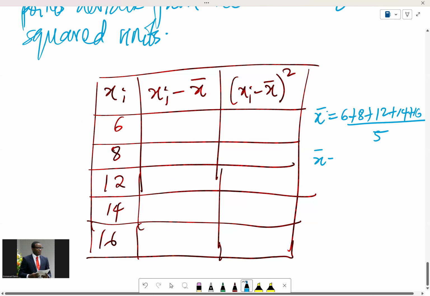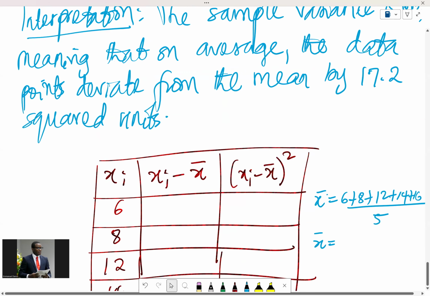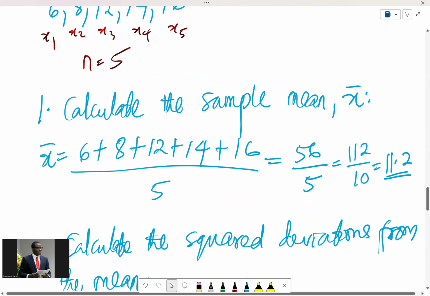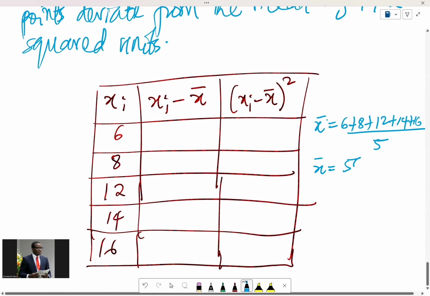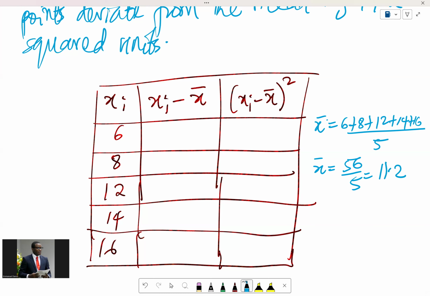So that's x bar equals, what did we get the other time? That's 56 over 5, and that is simply 11.2. So you have your x bar to be 11.2. So all you just need to do is 6 minus 11.2. Of course, it's more like 11.2 minus 6. That's 5.2, right? Yeah, that's 5.2. So that'll be minus 5.2.